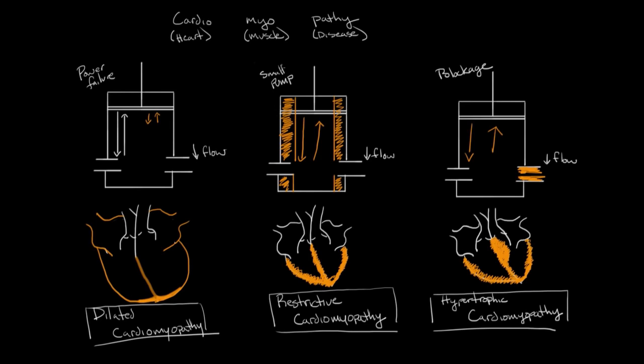So to recap this real quick, just remember that if you break down the name, you can remember that cardiomyopathy is a disease of the heart muscle. And this disease of the heart muscle results in a decreased outflow of blood from the heart. And it can be caused by three different mechanisms. You can either have a pump failure, as you see in dilated cardiomyopathy. You can have a pump that's just too small, as in restrictive cardiomyopathy, or you can have this blockage of the outflow of the blood from the heart, as you see in hypertrophic cardiomyopathy.